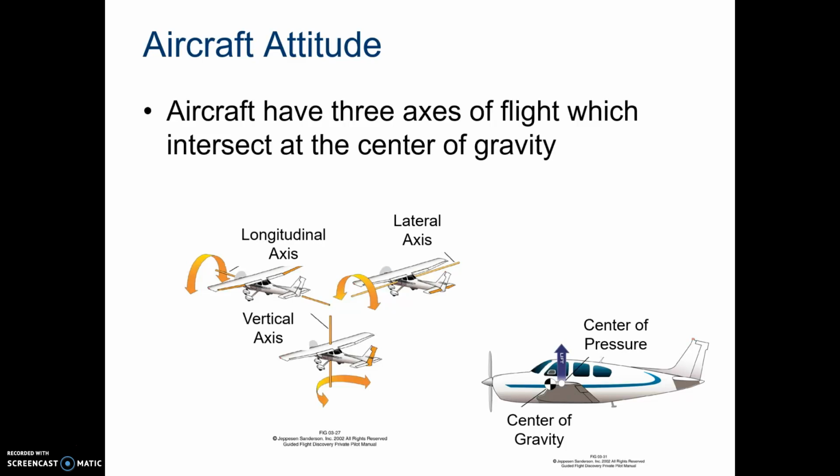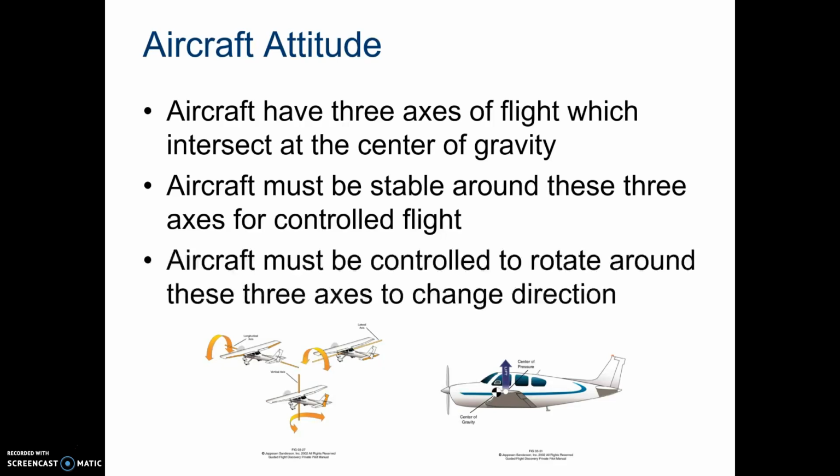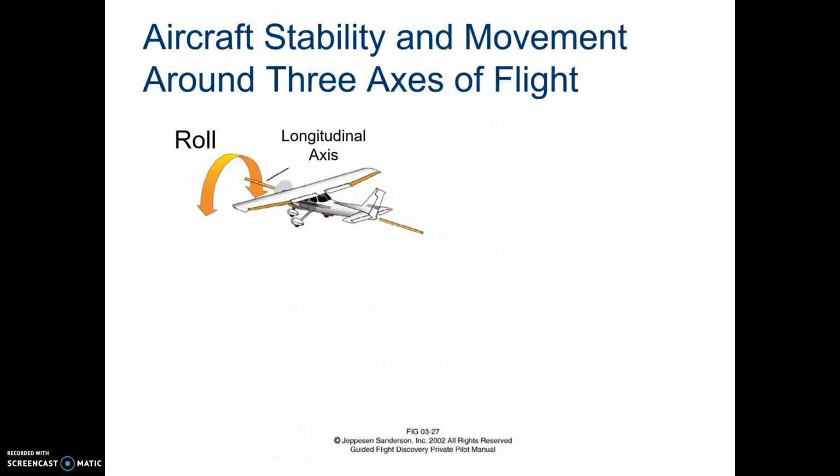Attitude, we'll talk more about this one when we return, but to kind of go over it with you right now. Aircraft have three axes of flight which intersect at the center of gravity. You have longitudinal, you have lateral axis, and then you have vertical axis. And of course, the important parts of the plane, we have center of gravity and then center of pressure. Aircraft must be stable around these three axes for controlled flight, and aircraft must be controlled to rotate around these three axes to change direction.